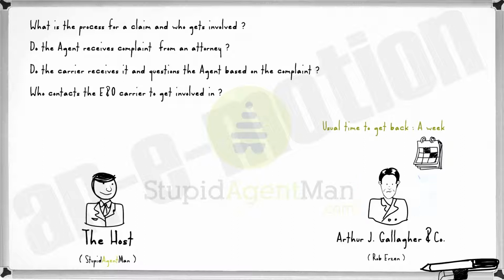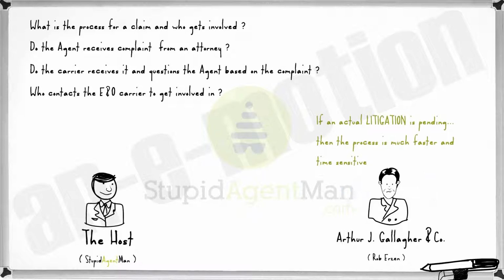Now, if you do have an actual litigation pending, carriers are very sensitive to the time frames at which you have to respond, so they'll get in touch with you very quickly in the event you have that situation. But you have to give them a little bit of time to get the information, to issue you a letter saying we got it, and then they'll be in contact with you for next steps.